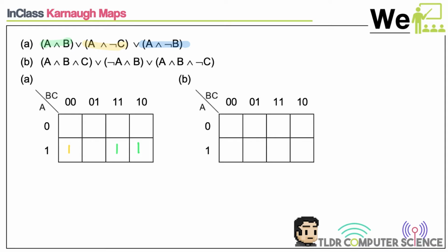And then finally, we've got A. So where A is 1, so again on this line, and not B. So not B is here and here. So it would be these two. Again, I've already got something there. So we'll put the B in that position here.